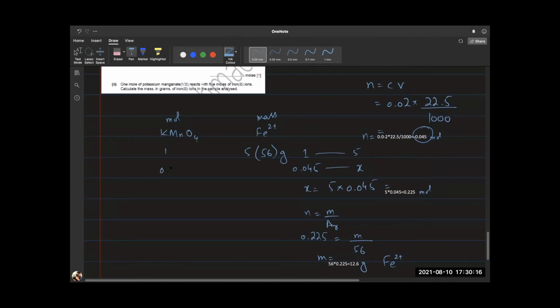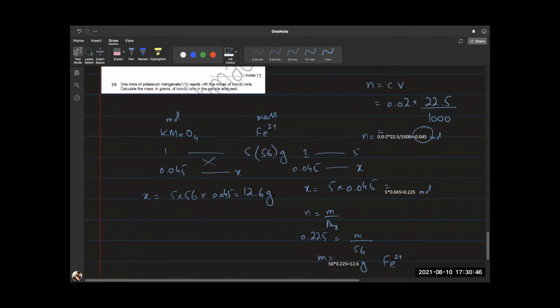If I have 0.045, it will make X. And now I can cross multiply. X comes out to be 5 times 56 times 0.045, giving me 12.6 grams again. Okay, so that is when you are going to relate moles, concentration, and mass, all of it. So it's very easy that you're able to compare all this.